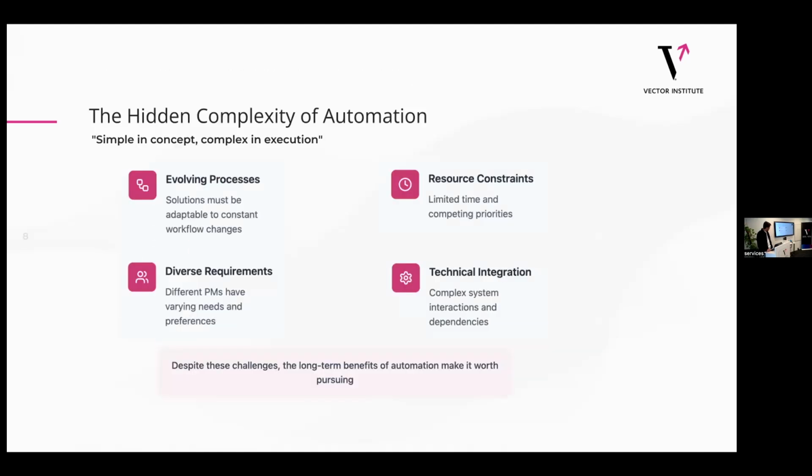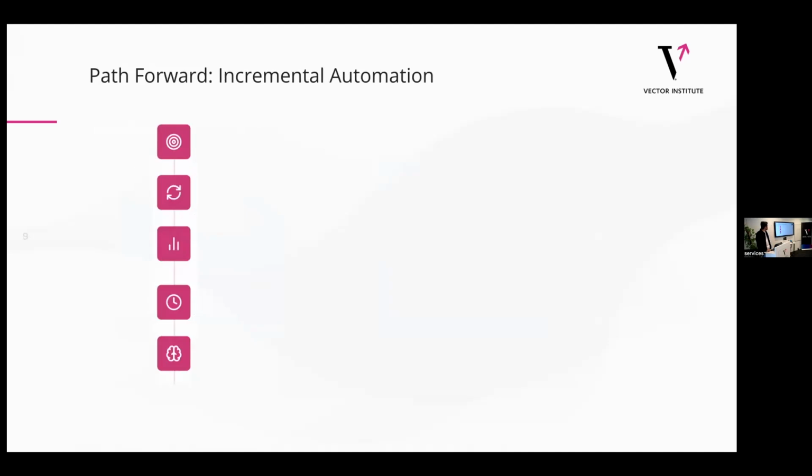And despite these challenges, the long-term benefits of automation make it worth pursuing. So the path forward: we need to start with low-hanging fruits. We need to focus on simple, high-impact processes first. We really need to avoid perfectionism.